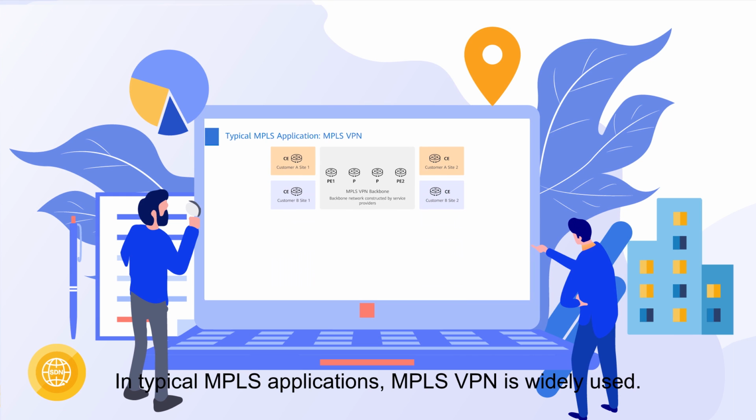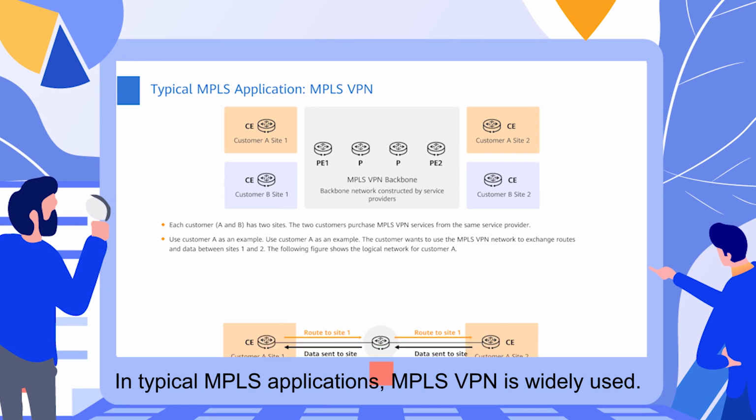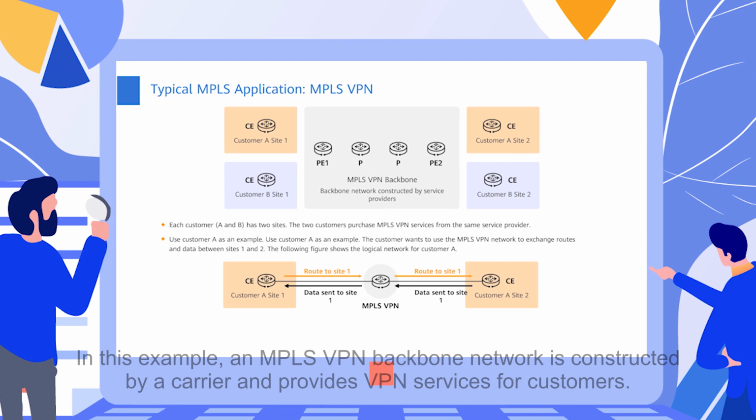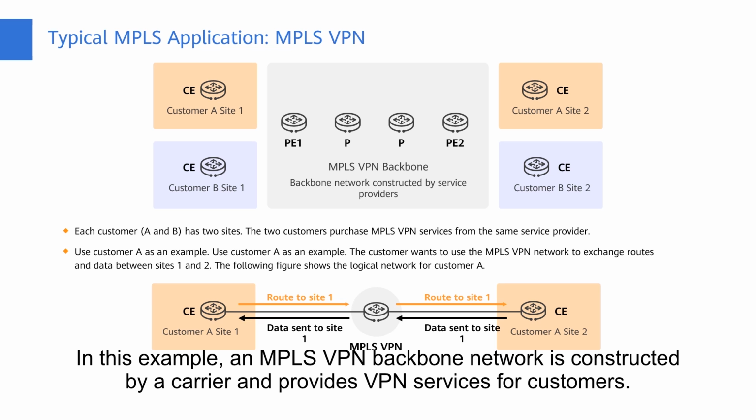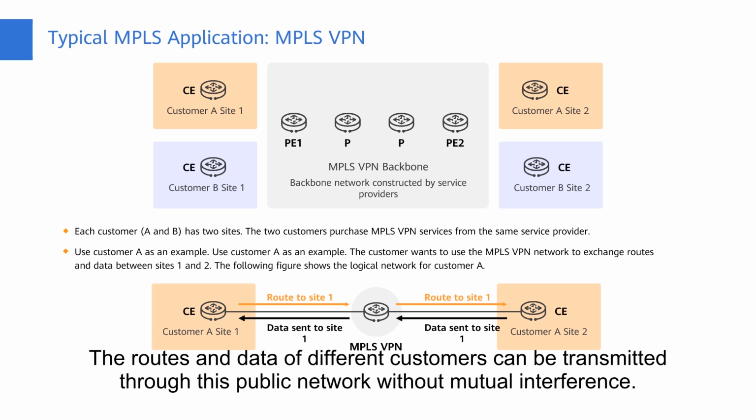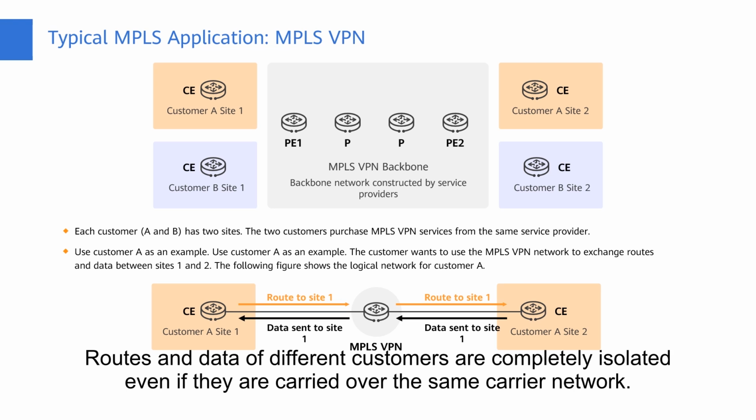In typical MPLS applications, MPLS VPN is widely used. In this example, an MPLS VPN backbone network is constructed by a carrier and provides VPN services for customers. The routes and data of different customers can be transmitted through the public network without mutual interference. Routes and data of different customers are completely isolated, even if they are carried over the same carrier network.